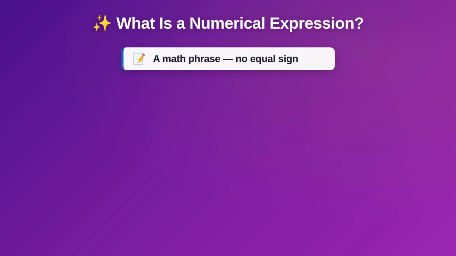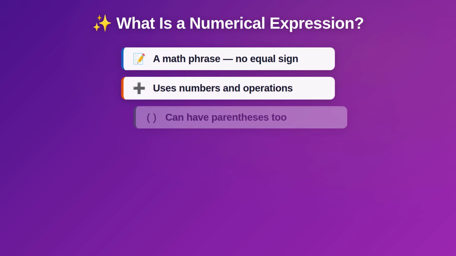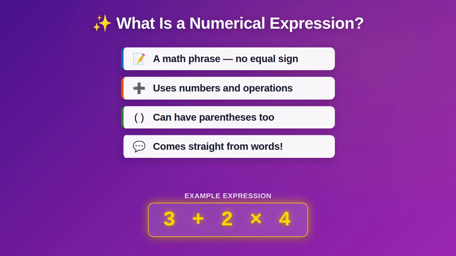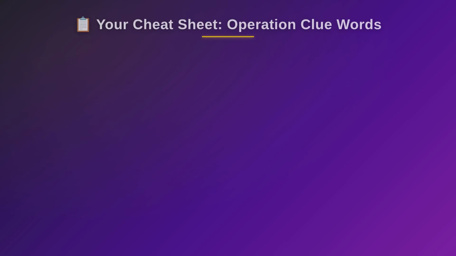Before we help Maya, let's lock in one key idea. A numerical expression is like a math phrase. It uses numbers and operation symbols, like plus, minus, times, and divide. But it does not have an equal sign. That's what makes it an expression and not an equation. Think of it as translating a sentence from English into the language of math. Cool, right? And yes, expressions can use parentheses to group things together.